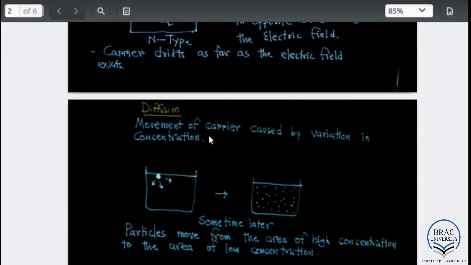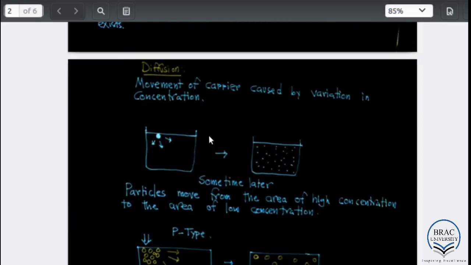However, there is another type of motion that can take place inside the semiconductor, and there is a current associated with this motion or with this transport. This is called diffusion. The diffusion process is the movement of carriers caused by the variation in concentration. Okay, so let me explain this with an example.